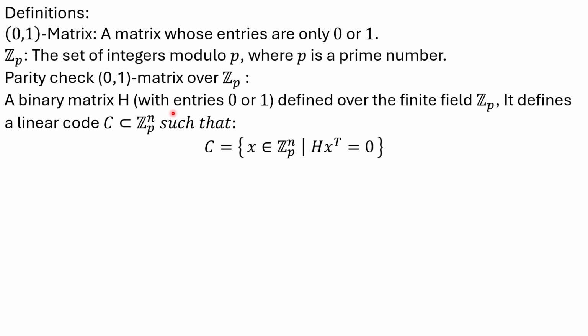Before we get into the abstract, we're going to go over some definitions. A 0-1 matrix is a matrix whose entries are only 0 or 1, so it's a binary matrix. ZP is the set of integers modulo P, where P is a prime number. A parity check 0-1 matrix over ZP is a binary matrix H with entries 0 or 1 defined over the finite field ZP. It defines a linear code C such that C has all the vectors, or all the codewords X, such that H X transpose is equal to 0. So X is in the kernel space of H.